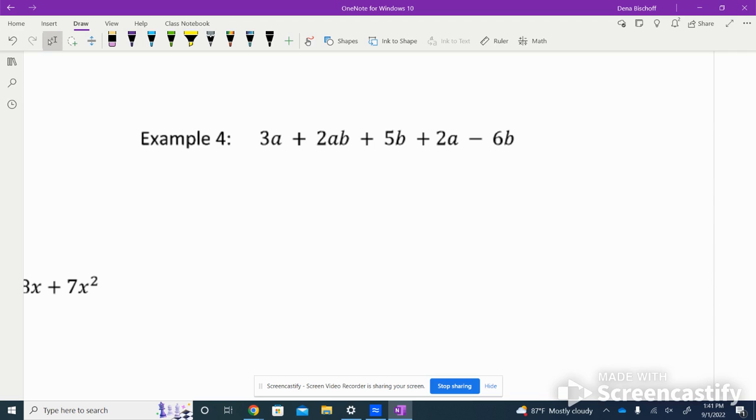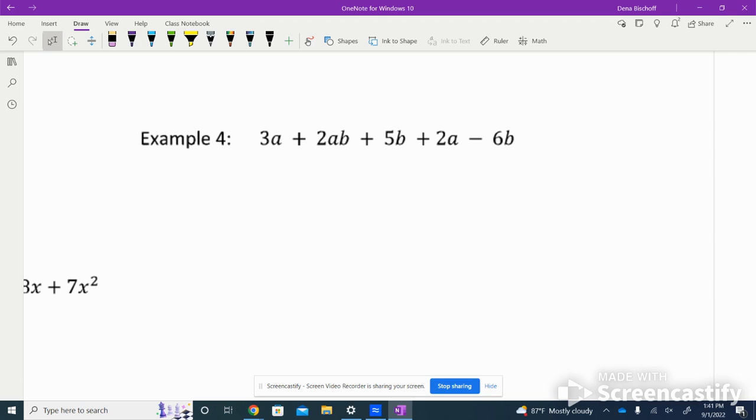Okay? Is there a term that matches this? Negative 6. What is 5 minus 6? Negative 1. Negative 1b, or you could just put negative b. You could just leave it at negative b if you want. Yes, you're right. 5 minus 6 is negative 1. I know, you guys. I know this is crazy.